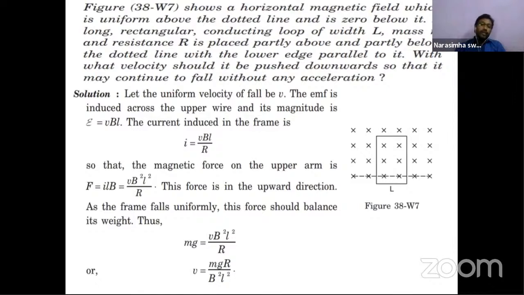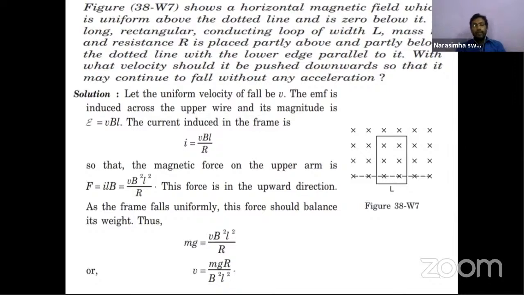Now the magnetic force on the upper arm: when it's entering the field, an opposing force acts on the frame. How much is it? F is equal to BIL. With I equal to VBL by R, it will be B square L square v by R. This force is in the upward direction, because the object is moving downward, so the upward force opposes it, as per Faraday's laws. And yet the frame falls uniformly.